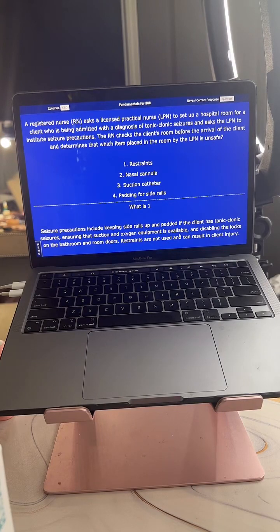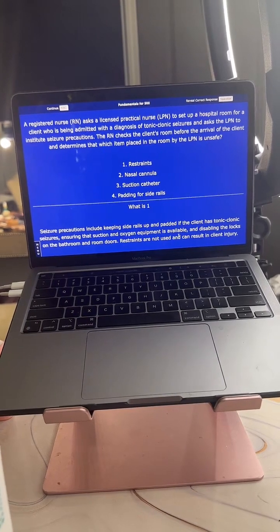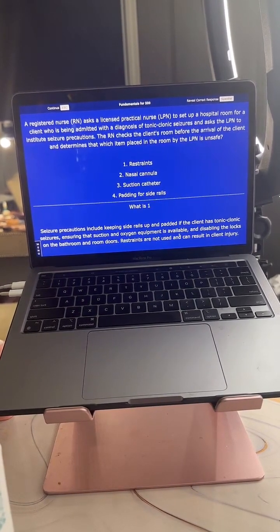Restraints can really cause client injury. The NCLEX is all about client safety, so they're going to throw that word restraints at you in almost any situation to make sure you know that restraints can cause injury and are not the first line of defense. Just because a patient's being annoying, or whatever reasoning you have, restraints is not going to be the answer 8 times out of 10. Especially without an order.